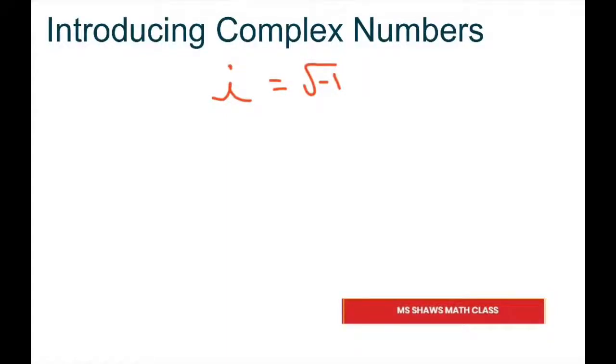Everyone, this is an introduction to complex numbers. i equals the square root of -1, and I'm going to tell you where this arises.